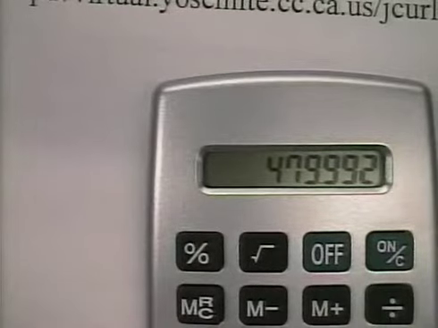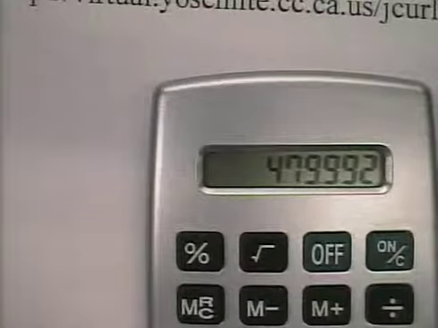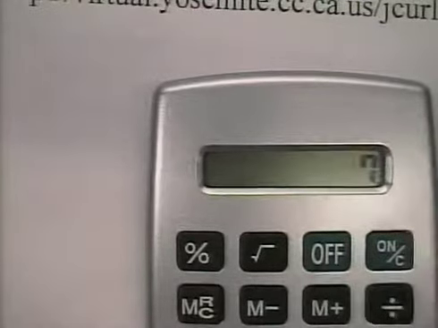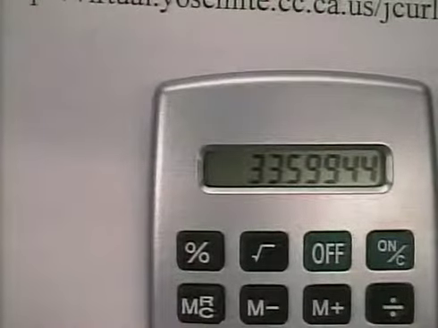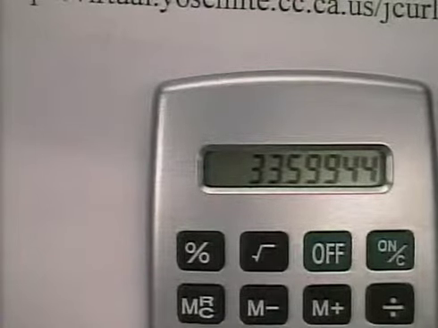Now I've got to pay some tax, correct? So I'm going to multiply times my 7% and then hit the percent key again. And so my tax is $33.599. What will I do to the tax? Round it up. So I'm going to pay $33.60 for tax.